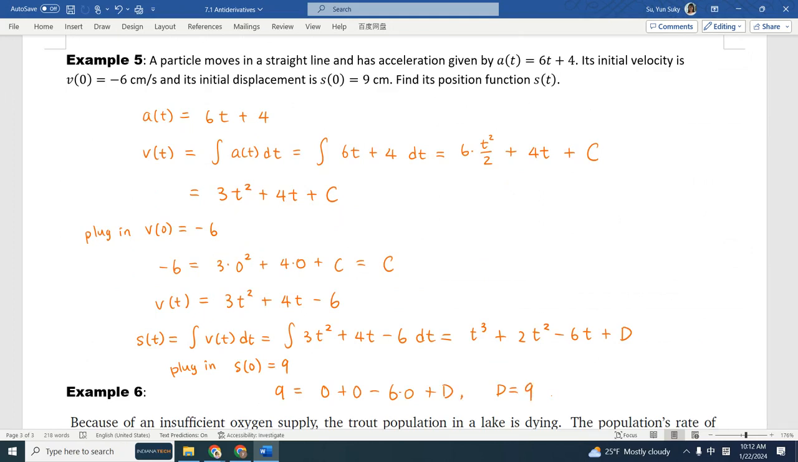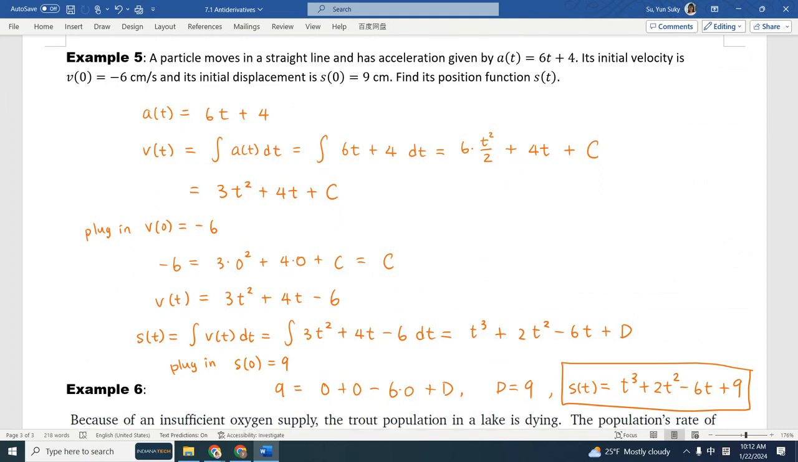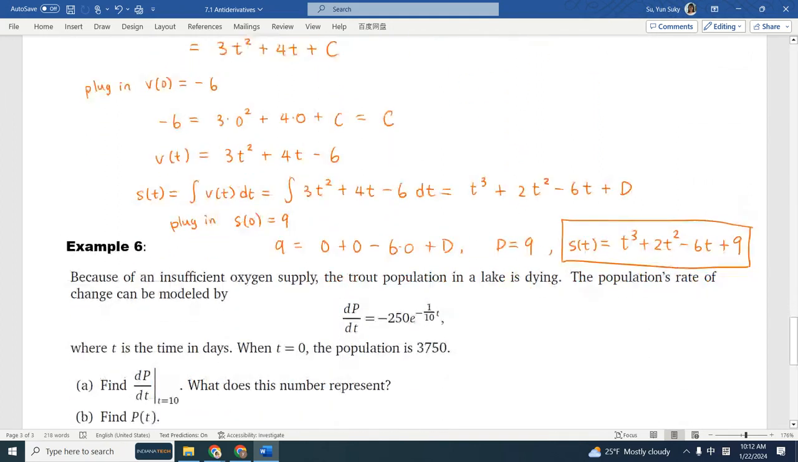9. So finally, S of t is t cubed plus 2t squared minus 6t, and then D is 9. So this is our final answer. Make sure you write down your final answer and copy your D. D is 9. So far, so good, everybody? Okay, so that is the acceleration, velocity, and displacement. You see that in a physics class.